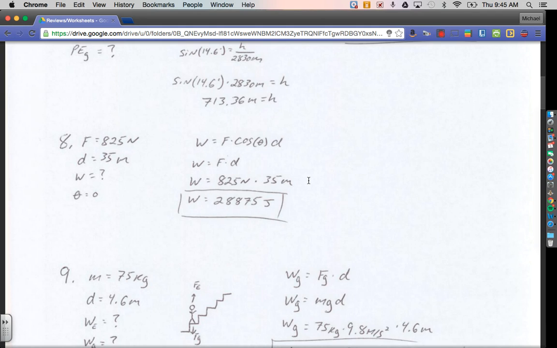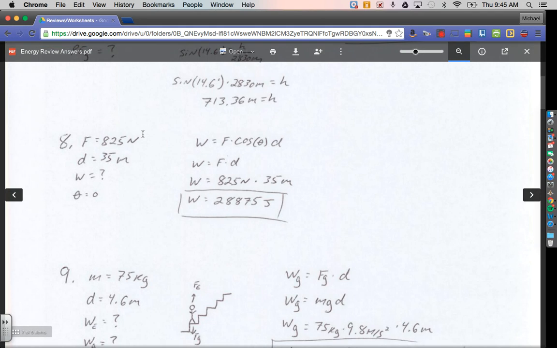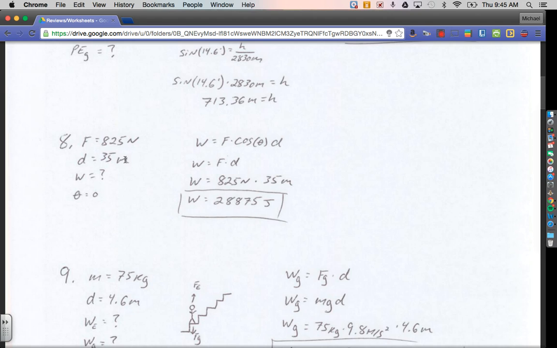Number 8. Now we're into work problems. A force of 825 newtons is needed to push a car across a lot. 2 students pushed the car a total of 35 meters. How much work did they do? Well, in our work equation, it's force times cosine theta times d. Well, the cosine theta part is the angle between the direction of the force and the direction of the movement. But if you're pushing the car to the side and the car is moving to the side, the angle between them is nothing. It's just 0, which is why I have theta equals 0. And the cosine of 0 just equals 1.